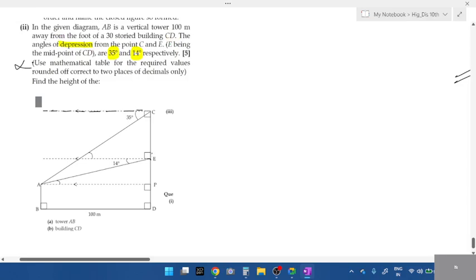Okay. Tell me this, students. What do we need to find here? First, tell me what we need to find. Look at the bottom part. What is given here? You need to find the value of which one? AB, right? AB is the tower. We need to find the value of the AB tower. Then what else? The building, CD.